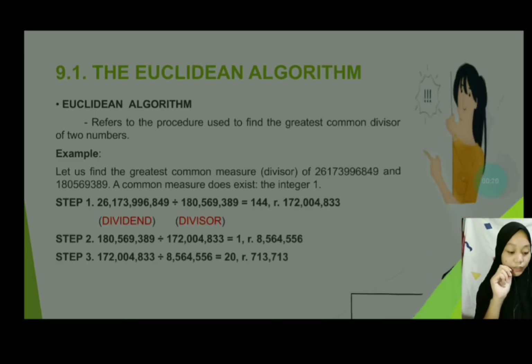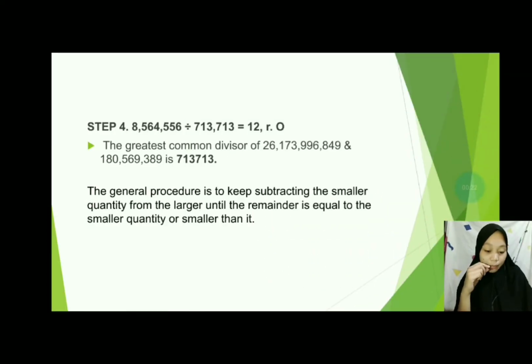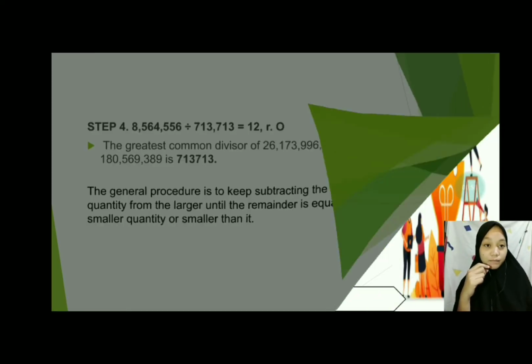So that is how the steps go. If two numbers are given, just divide the larger number by the smaller number, and for every step, take your divisor and make it the dividend, and your remainder as your new divisor, until the remainder equals 0. So our last divisor here is 7,013,713. So it means this is the greatest common divisor or measure of the two given numbers. So the general procedure is to keep subtracting the smaller quantity from the larger until the remainder is equal to the smaller quantity or smaller than it.